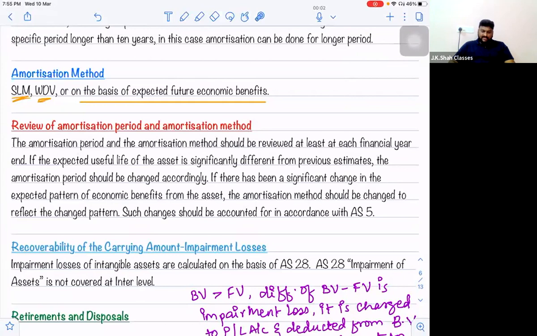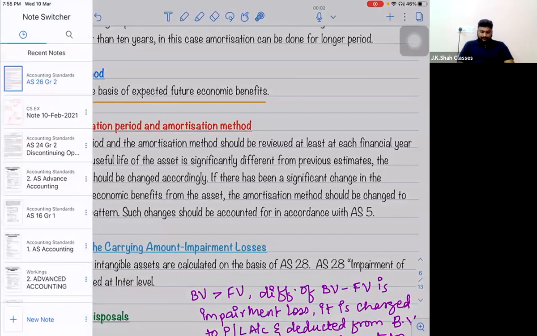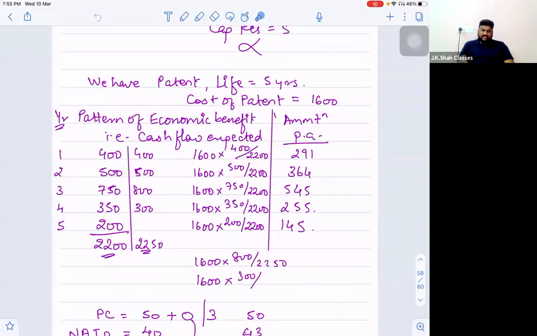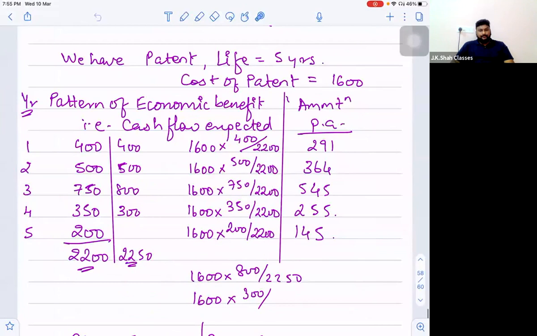Now, please try and understand what we mean by amortizing on the basis of expected future economic benefit. Sir, for this, I will show you one example, so you can clearly understand this. This is one small example. We have a patent with a life of 5 years, correct? Cost of the patent is 1600 rupees.